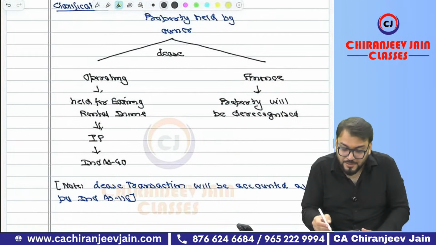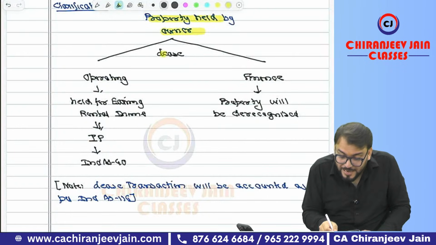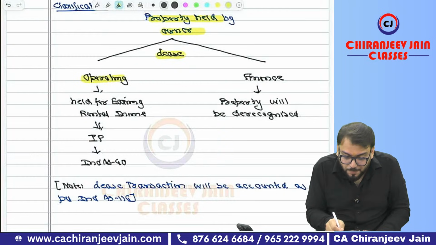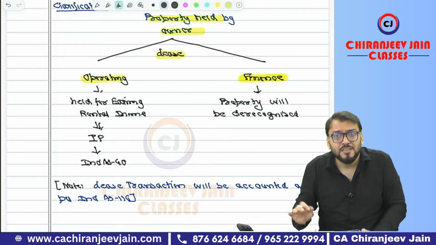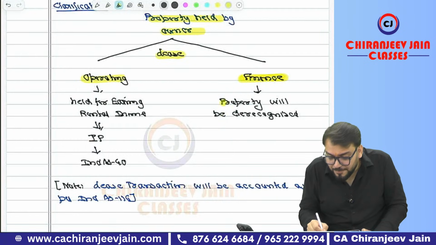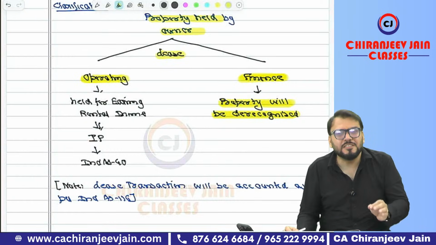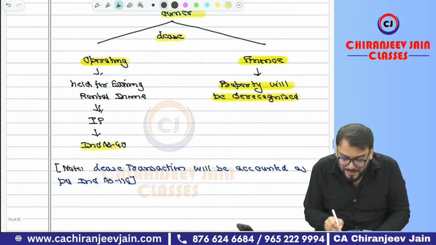Then one more clarification. If any property is held by the owner and it is leased, either that lease can be an operating lease or a finance lease. If it is a finance lease, then that property will be derecognized because the control has been transferred. So if the property is given on finance lease, the question of classification will not arise, because the property will be automatically derecognized from the financial statements of that entity. But if it is given on operating lease, it means it is held for earning rental income, and that property will be classified as investment property and will be covered under Ind AS 40.